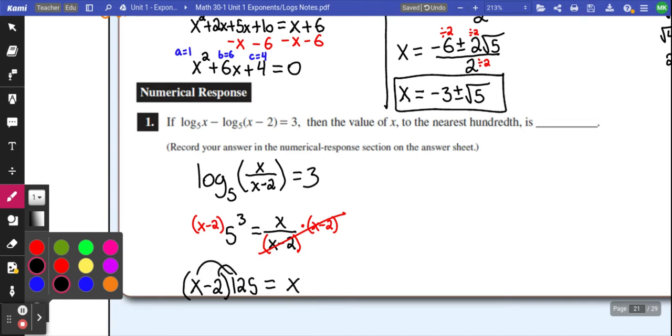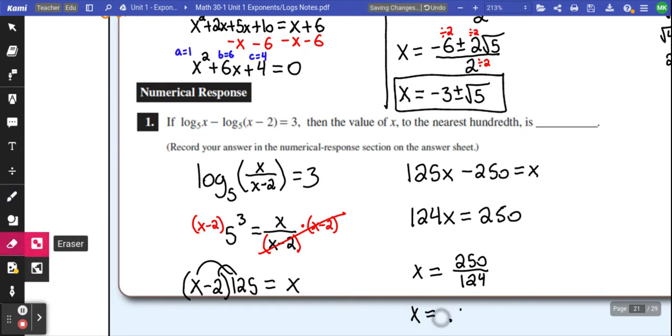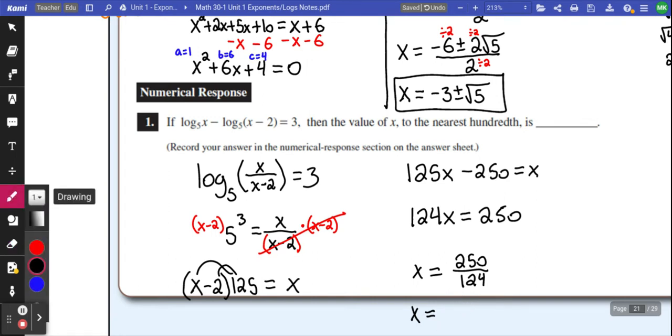Multiply that 125 into the brackets. You have 125x minus 250 equals x. It's a linear equation, which means get your x's to one side, numbers to the other. That'd be 124x equals 250. X equals 250 divided by 124. You throw that in your calculator, it should be x equals 1.99, maybe. 2.0. Oh, it's just over 2, not under 2. Embarrassing. 2.02.